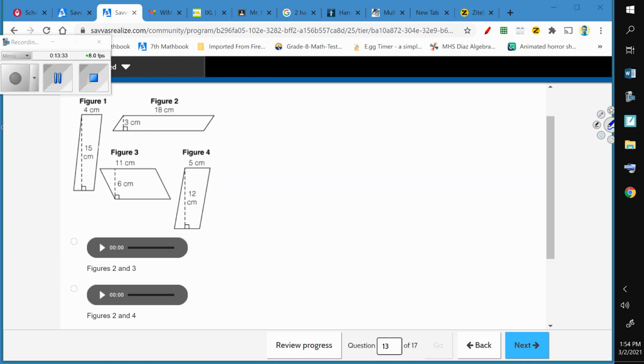And I'm sorry. Actually, no, I didn't. I think I wrote the wrong thing down. This area is 54. This area is 60. This area is 66. So you find this area, and it's going to be one of those numbers. And then you're going to know which two figures have the same area. Number 14.